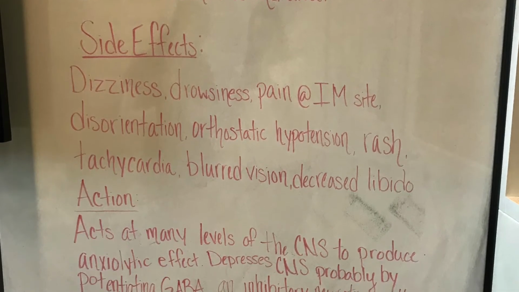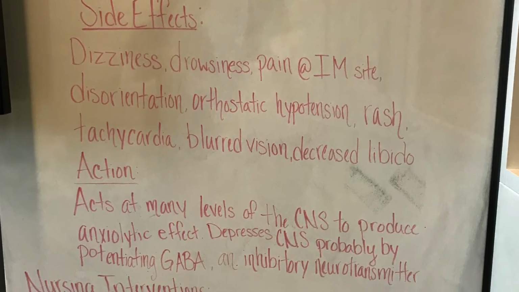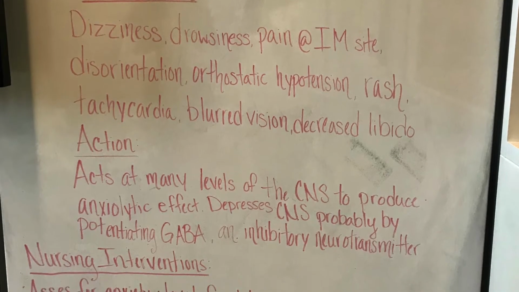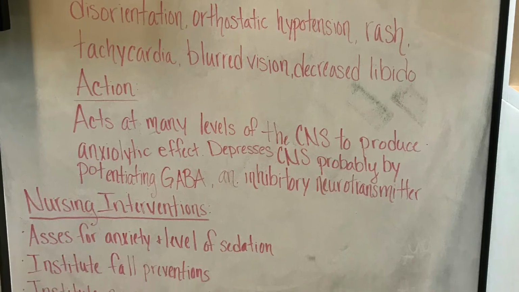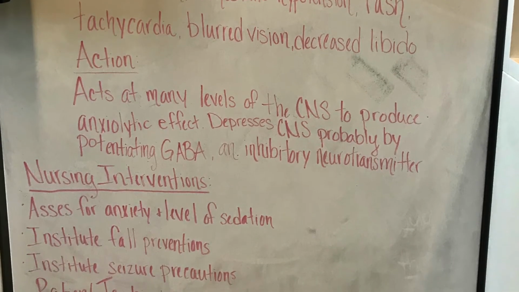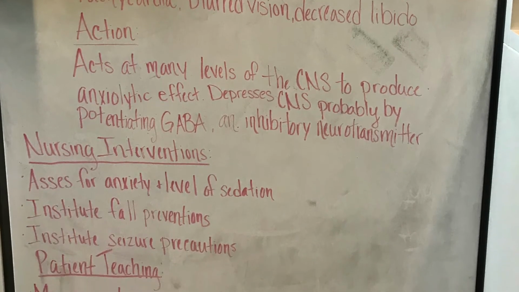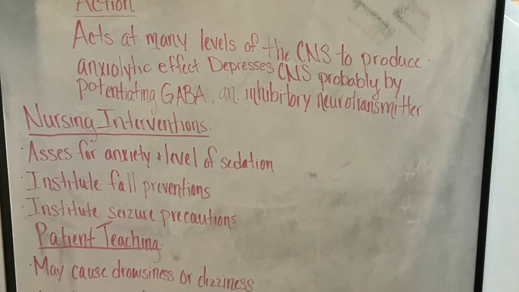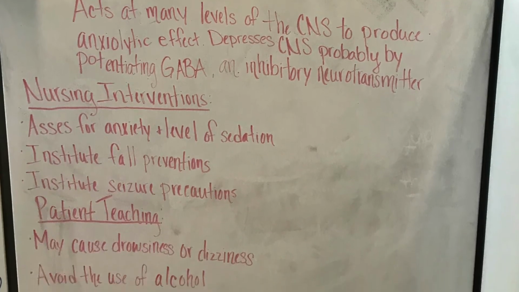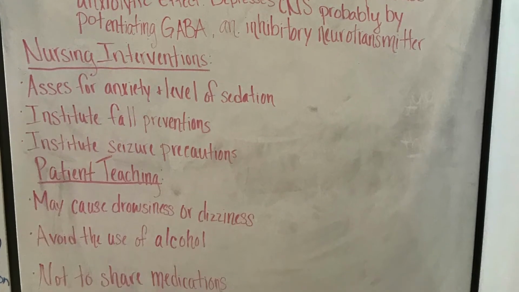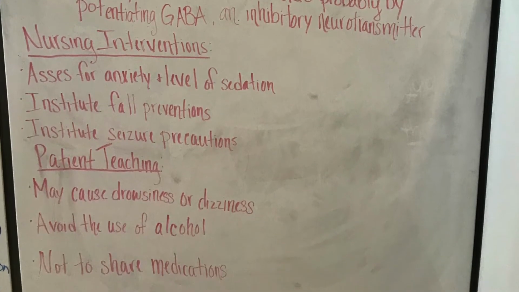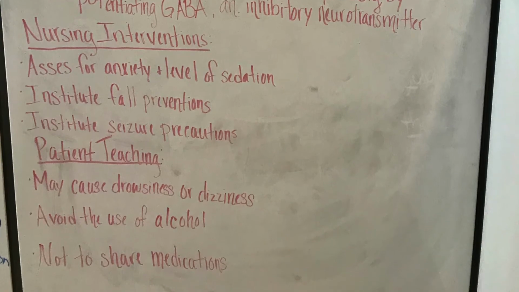The mechanism of action is that it acts at many levels of the CNS to produce an anxiolytic effect. It depresses the CNS probably by potentiating the GABA, an inhibitory neurotransmitter. Nursing interventions include assess for anxiety and levels of sedation, institute fall preventions, and institute seizure precautions. Patient teaching includes that it may cause drowsiness and dizziness, avoid the use of alcohol, and not to share medications.